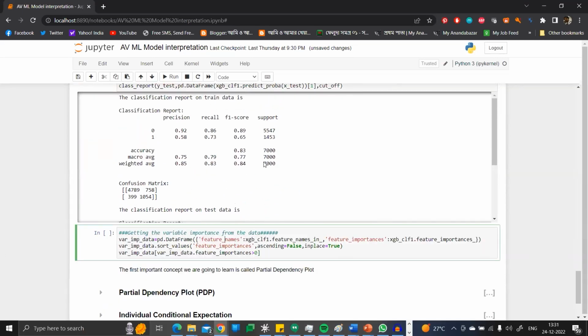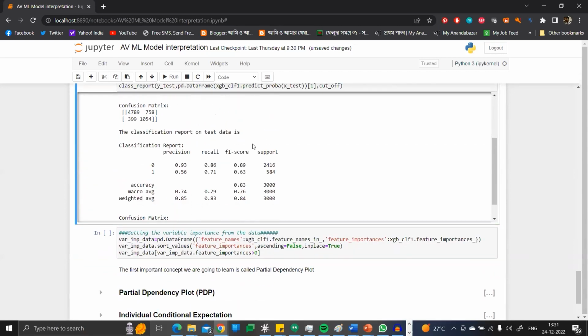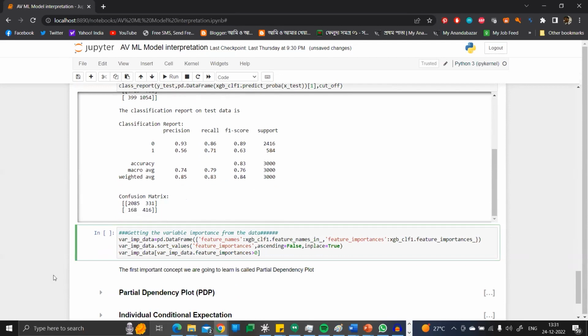And it is very stable. Like training data, it is 83%. If we see in the testing data as well, it is also 83%. Okay. Now we will see the next question that the analyst has faced.